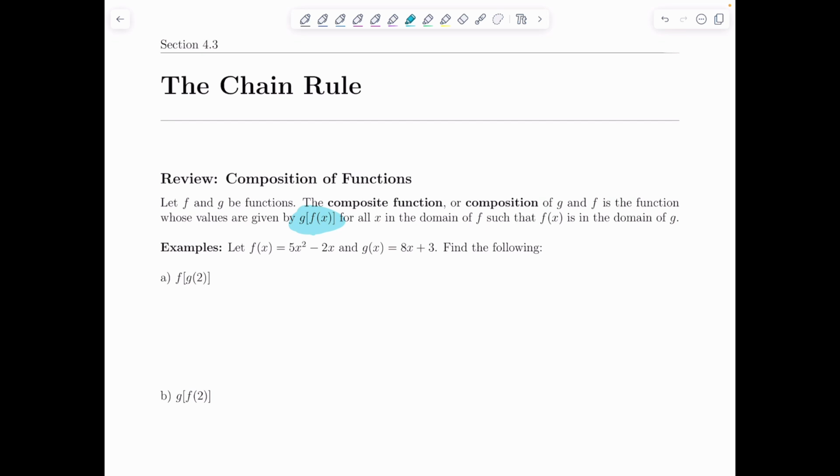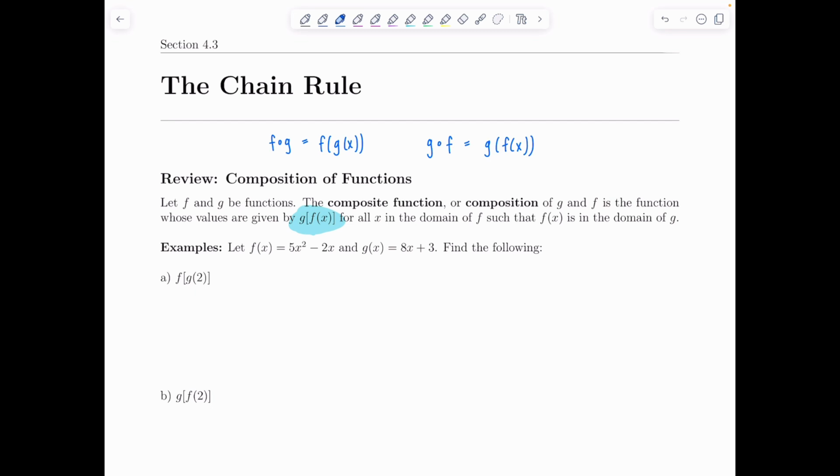And we have a couple different ways of writing this. You've probably seen this little open circle situation. f composed with g means f goes on the outside, so you'd have f composed with g of x. And if you have it the other way around, g composed with f, then you write g of f of x. All right, and the order matters.